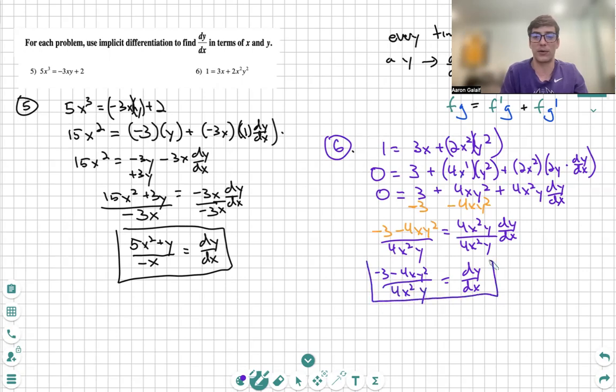And if we had a specific point to plug it in, we would. We will cover that in another video where we go over more complicated implicit differentiations. This is just a basic show you how to do it, and this should be a little more clear.